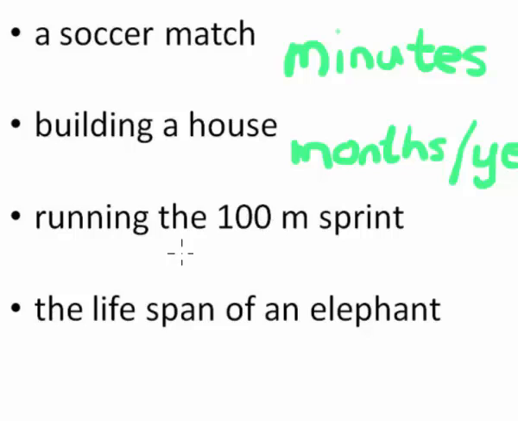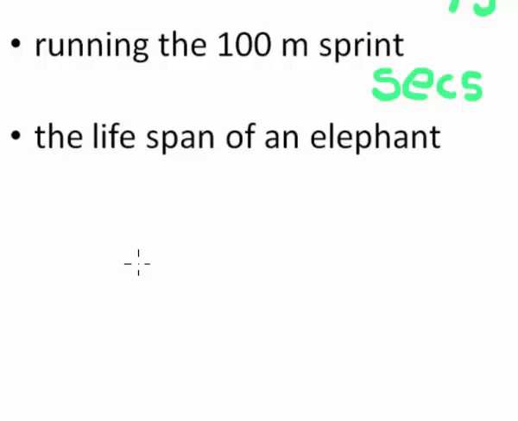Running the 100-meter sprint. I think you have watched some athletics, I hope, at least at school, or perhaps you have seen some on TV. And a 100-meter sprint is very quick, and that is going to be measured in seconds. The fastest human being at the moment runs just under 10 meters per second. Now, what about the lifespan of an elephant? Well, elephants, as we know, get quite old. So elephants, we are likely to measure in years.